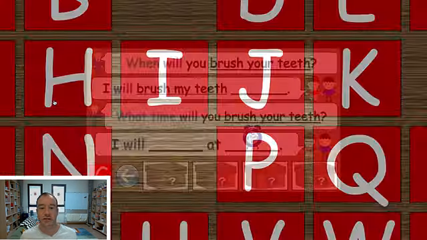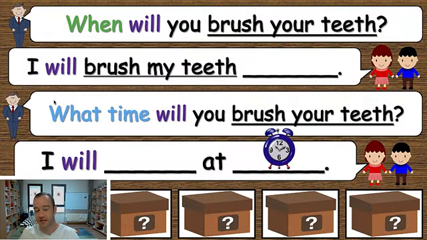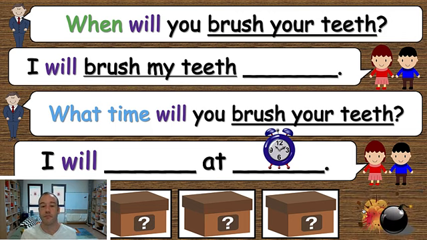They choose G. One student asks the other student, when will you brush your teeth? I will brush my teeth after school or after dinner, whatever. What time will you brush your teeth? I will brush my teeth at 5:45, or I will brush my teeth after dinner at 5:45. They choose the fourth one. Bomb. They lose 2 points.